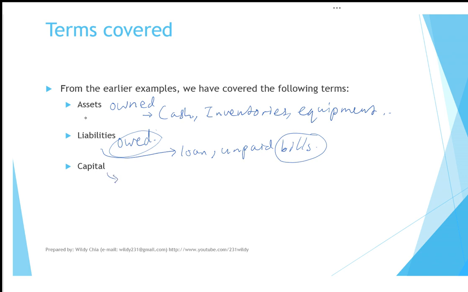Capital basically is anything, it can be money, it can be equipment, whatever it is. The important thing is that these are provided by the owner. So these are the three terms we have covered.